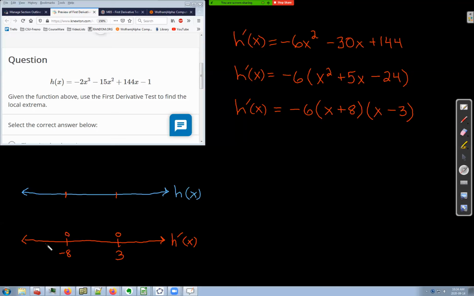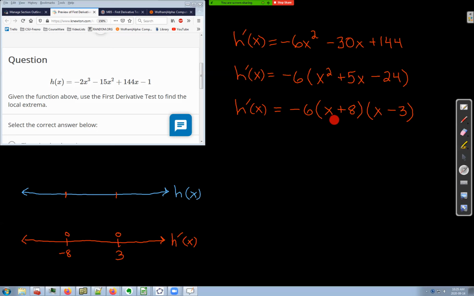Okay, so how do you know? Is it positive or is it negative on this region? The easiest thing to do is just pick a number. So pick a number that's less than negative 8. And I'll give you a pro tip: the more extreme the number you pick, often the easier it will be. So let's say pick negative 100. That's certainly in this region.